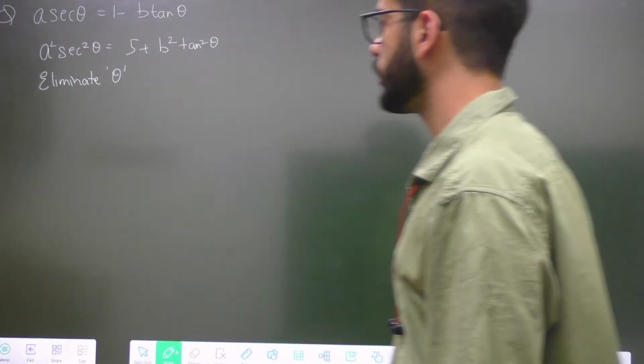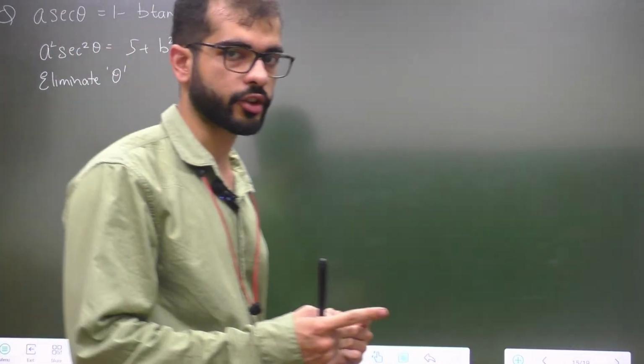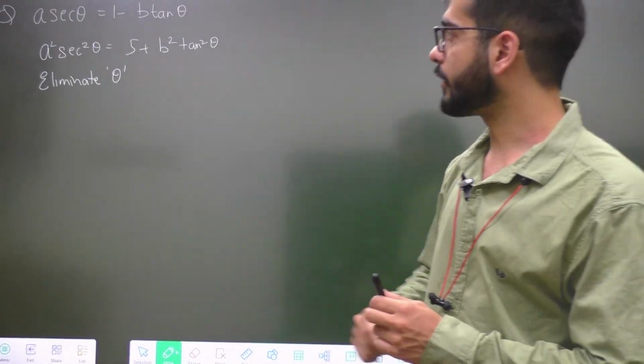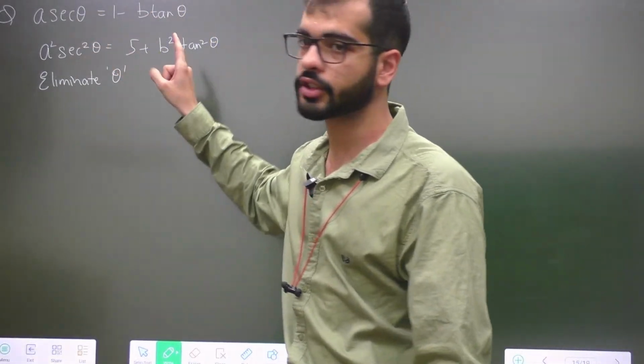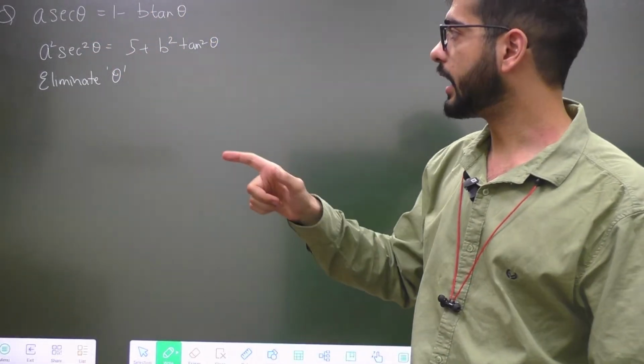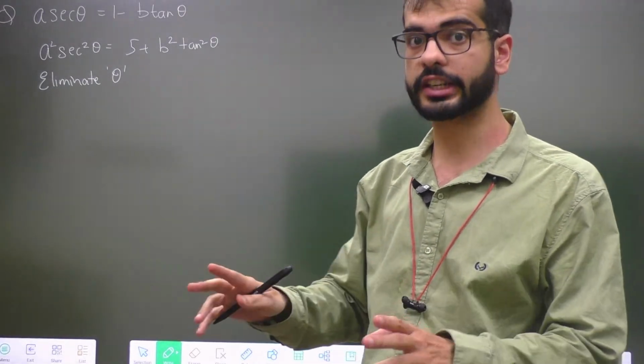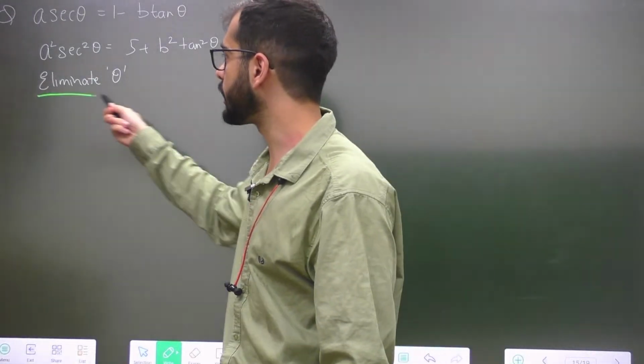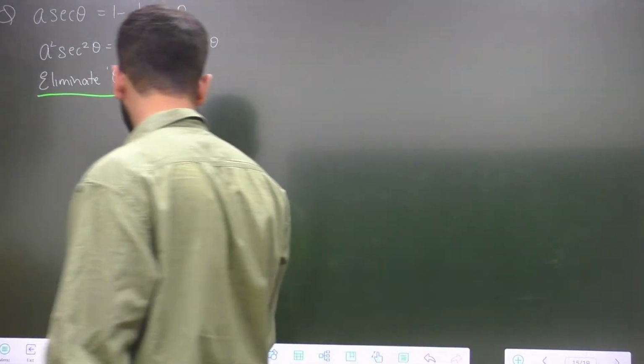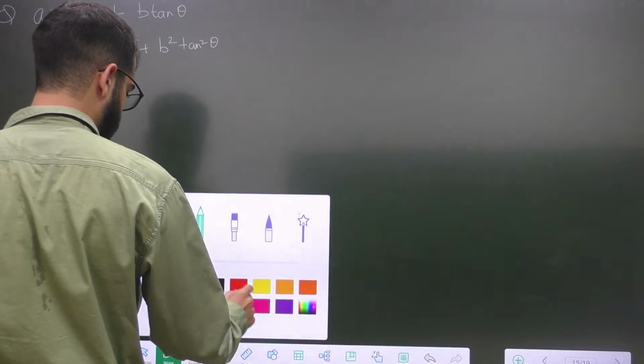The next question is: a sec theta equals 1 minus b tan theta, and the second condition is a square sec square theta equals 5 plus b square tan square theta. Now I have to eliminate theta from the expression, that is to say I have to solve this expression and the answer should only contain a and b. I have to get an expression that only contains a, b, and it should not contain theta. That is what eliminate theta means. Now let's see how we can solve this question.